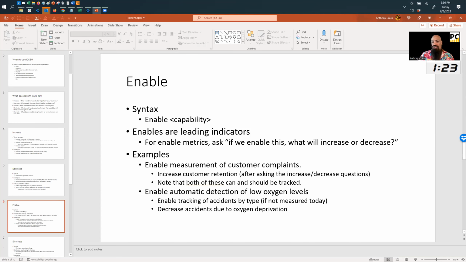Enables are slightly different in their syntax, and they always lead you to another question, which is, okay, if we enable this thing, what would increase or decrease? If you think about it, if you enable something valuable, something should increase or decrease now that that's enabled. So you'll see that pattern in the enables. And again, some examples there.